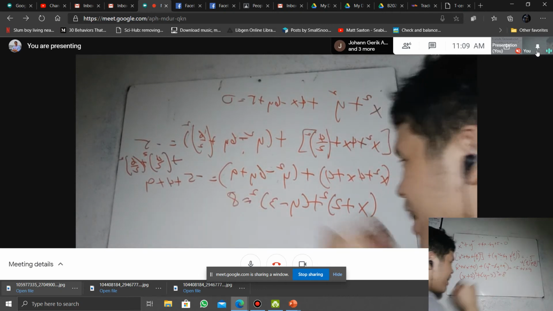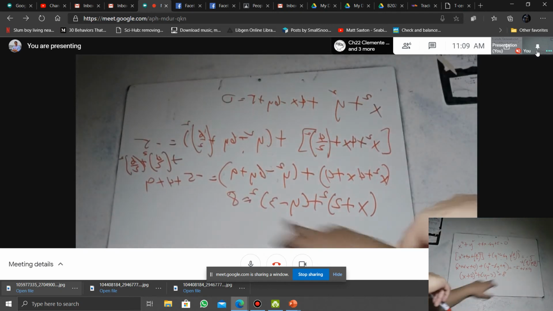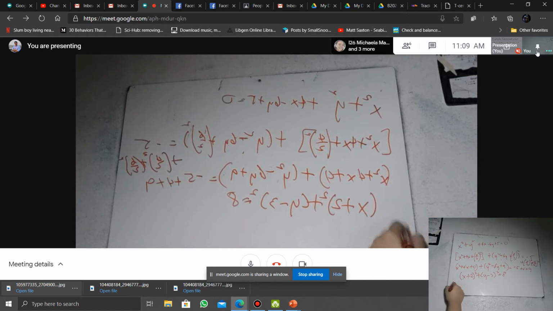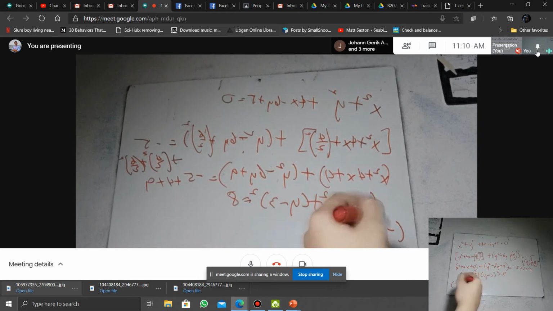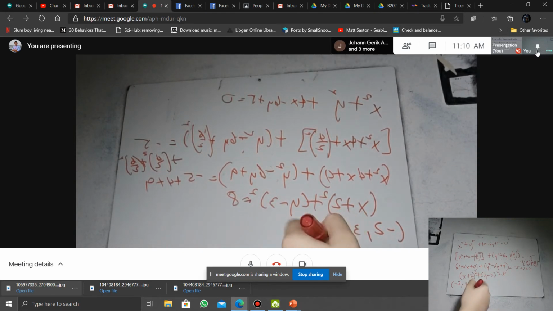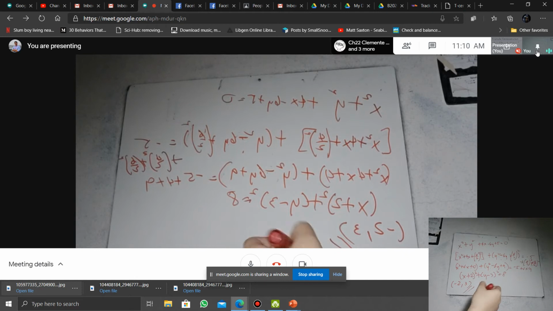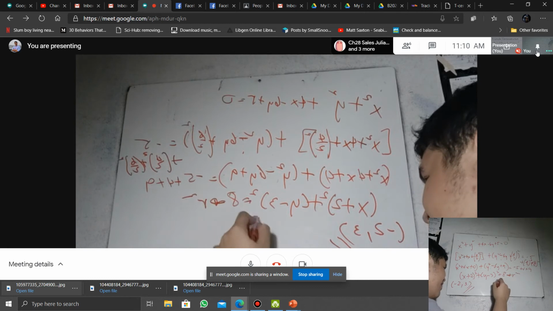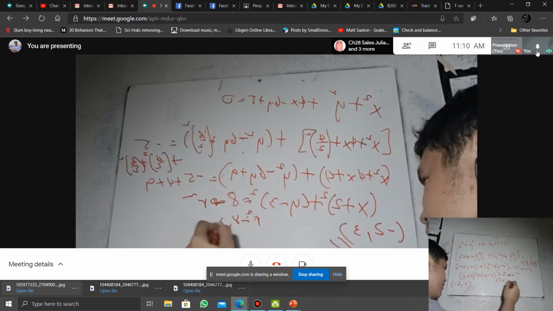Yan na. Back to our topic. Circle na siya. Diba? Galing. So, ano yung center raw ng circle? Negative 2, 3. Next. Ano raw yung area ng circle? Ano yung radius? 2 square root of 2.